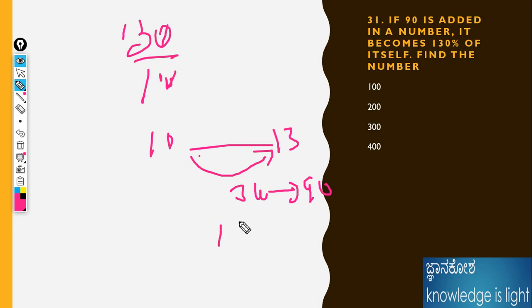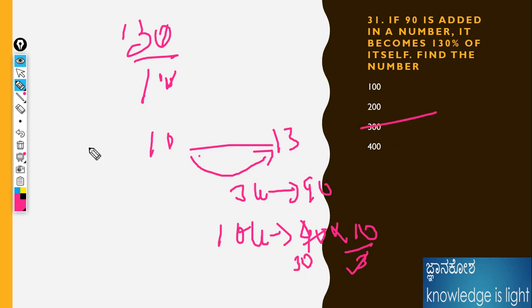Then what is the initial value? 10 units. 10 units is equal to 90 into 10 by 3. 3 times 30 is 90, so 300 is the answer for this question. Like that, I will show you one more method.